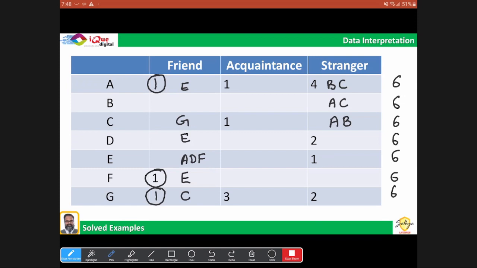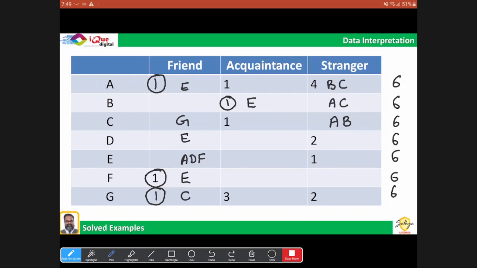Now the next one says every friend of Amuda is an acquaintance of Bharatan and every acquaintance of Bharatan is a friend of Amuda. For Amuda the friend is E, so every friend of Amuda is an acquaintance of Bharatan, so that goes to E. And Amuda has only one friend, that means Bharatan should only have one acquaintance. So this table is also pretty much filled till here.